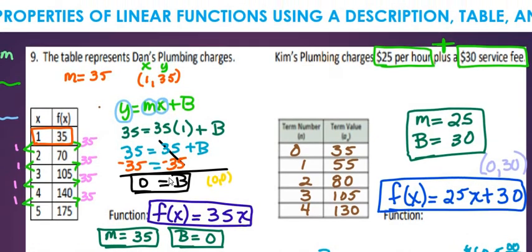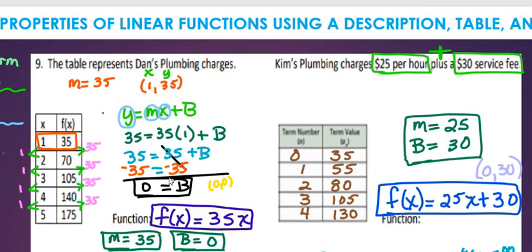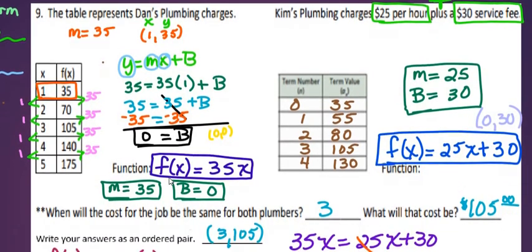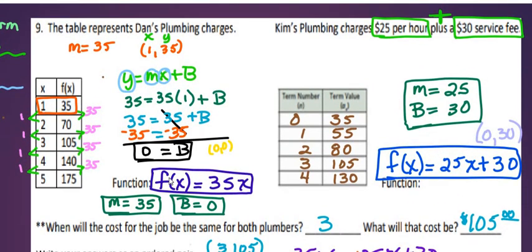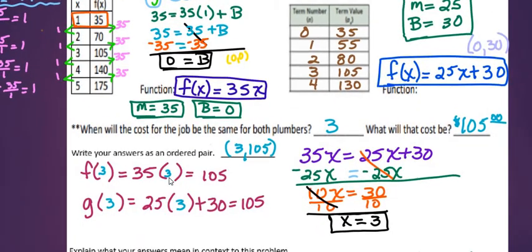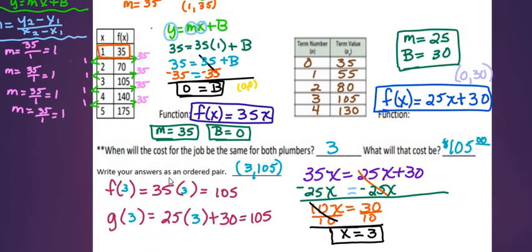Now once you do that, it's asking, when will the cost for these plumbers be the same, after how many months, and what will the cost be? So here's what you're going to have to do. You're going to have to set them equal to each other. So I did that. I took the 35x right here.